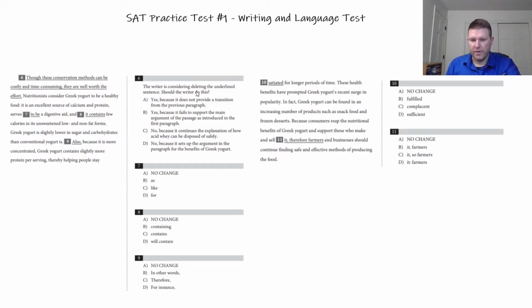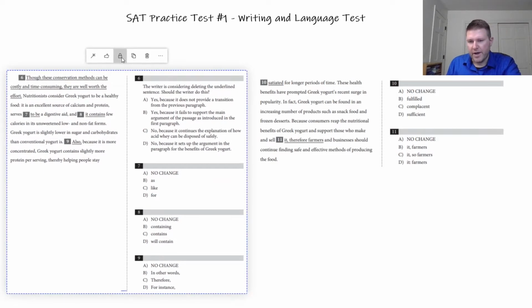Now let's just go through and evaluate. So should we delete that sentence? Yes, because it does not provide a transition from the previous paragraph. Well, it actually does, because it mentions the conservation methods that were discussed in the previous paragraph and then illustrates why they're actually worth it, because they're talking about how nutritious it is after that. So A is actually out.